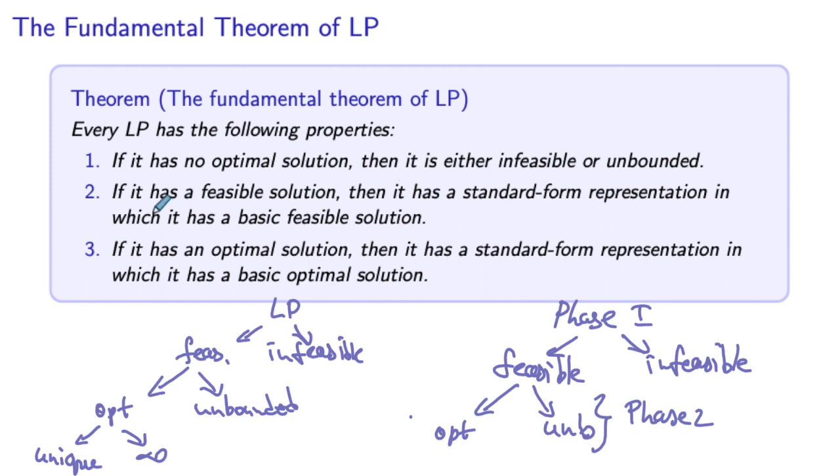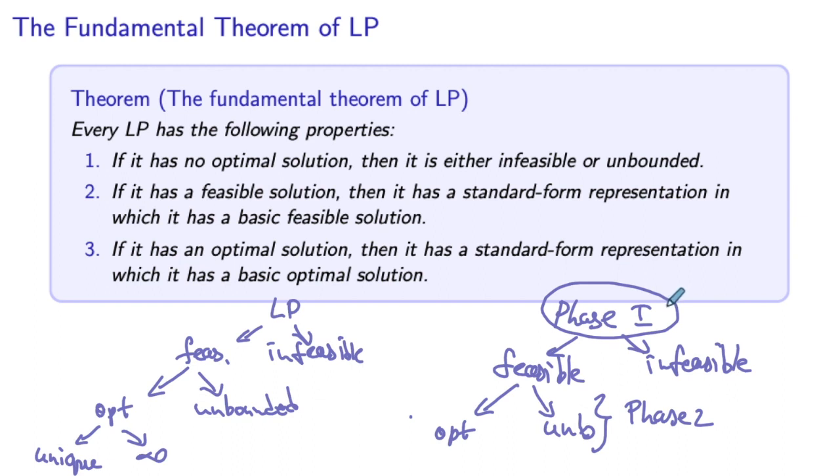Next, second, if a linear program has a feasible solution, then it has a standard form representation in which it has a basic feasible solution. So this essentially follows from phase 1 of the two-phase simplex method, because we saw that by solving the auxiliary problem, we will obtain the optimal objective value of 0 for the auxiliary problem if and only if the original LP is feasible, right? And then once you find the optimal solution for phase 1, you actually have a basic feasible solution for the original LP, right?